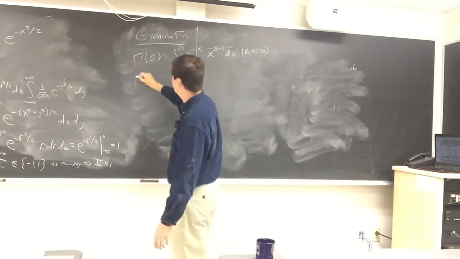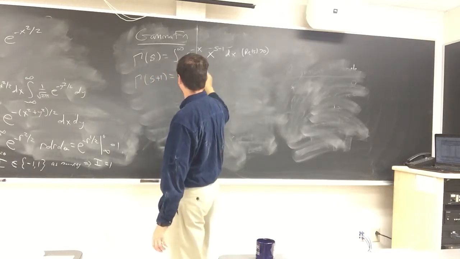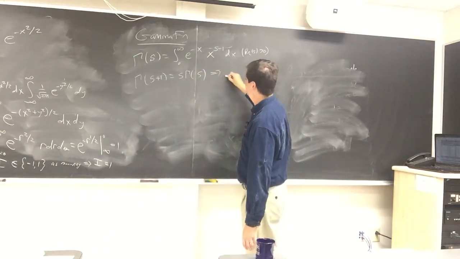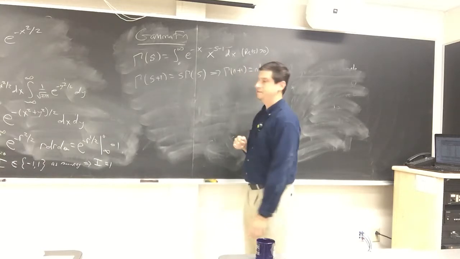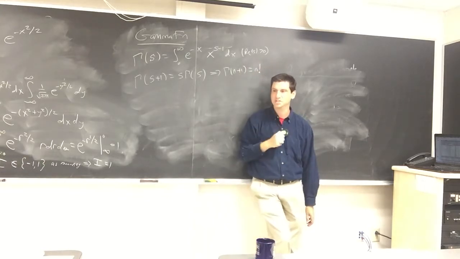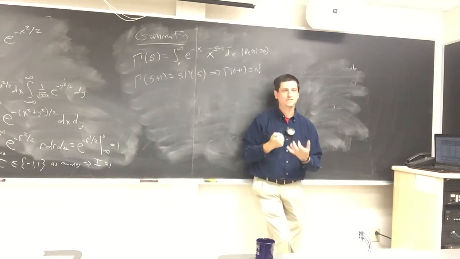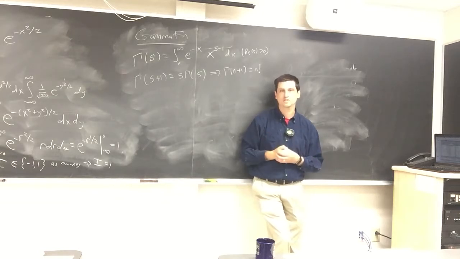With a little bit of algebra and integration by parts, you show gamma of s plus 1 is s gamma of s. And in particular, if you take an integer n, you get gamma of n plus 1 is n factorial. It's a little bit annoying. It's the factorial function shifted by 1. It turns out it's really convenient to shift the factorial function by 1.